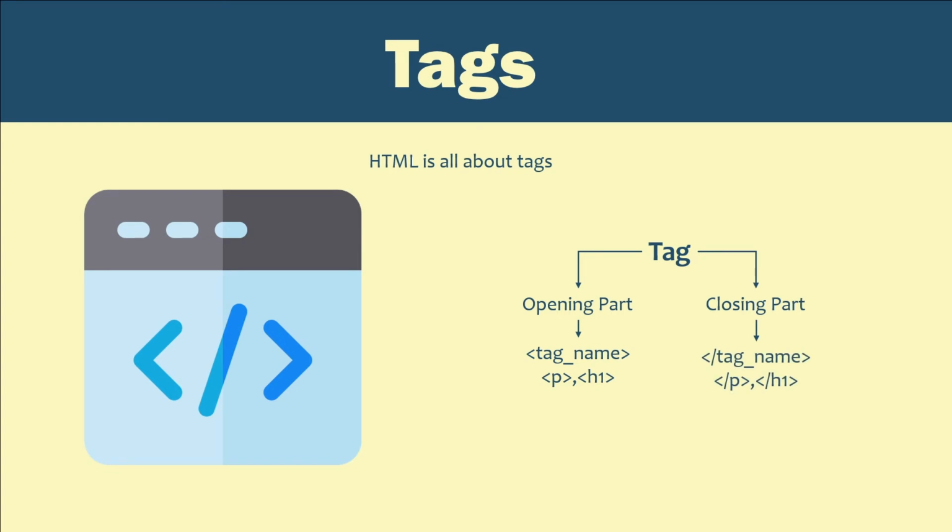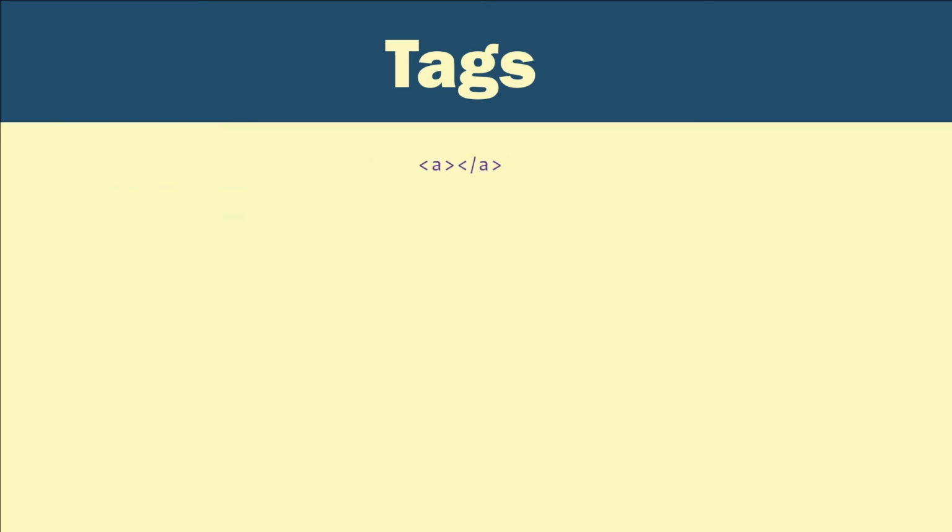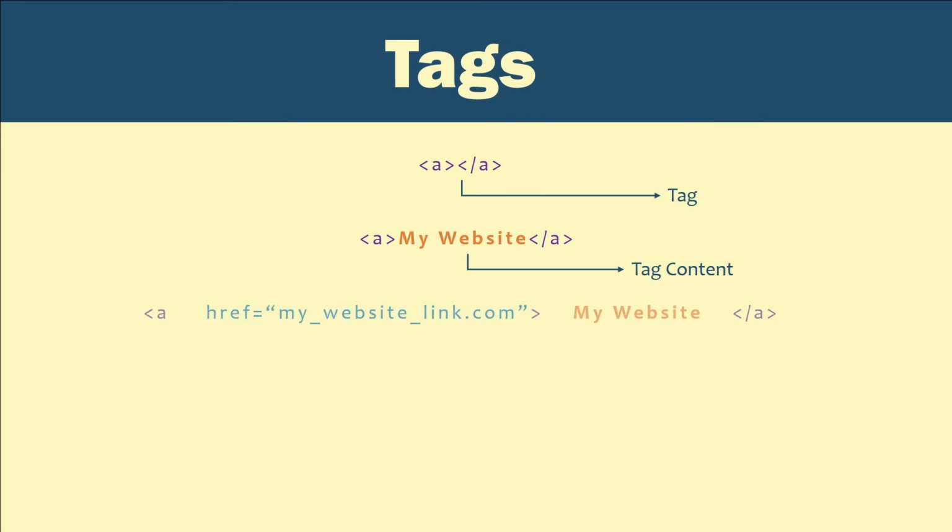Now let's understand more about them. So this is called a tag. And now if you put something between these two tags, then that part is called tag content. In this case, my website is called the tag content. And if you put something inside the opening part of the tag, it is called tag attribute.